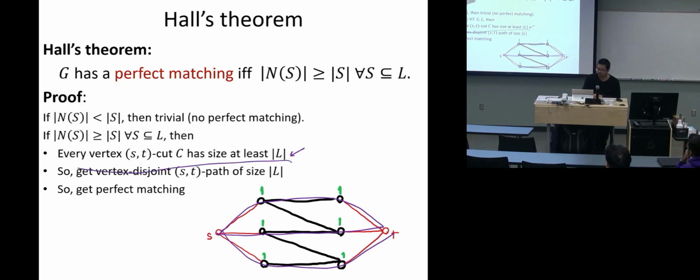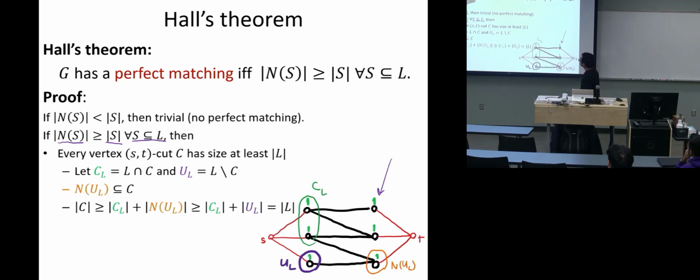So let's try to prove this thing. All we need to prove is that the vertex cut is large. Well, why is that the case? Just consider any vertex S-T cut C. It is some vertex set which doesn't include S and T. Now let's say CL is just the guys in the cut on the left side. My cut might look like this. I just look at CL, all the cut nodes on the left side. And UL is just the uncut guys on the left, which I didn't cut.